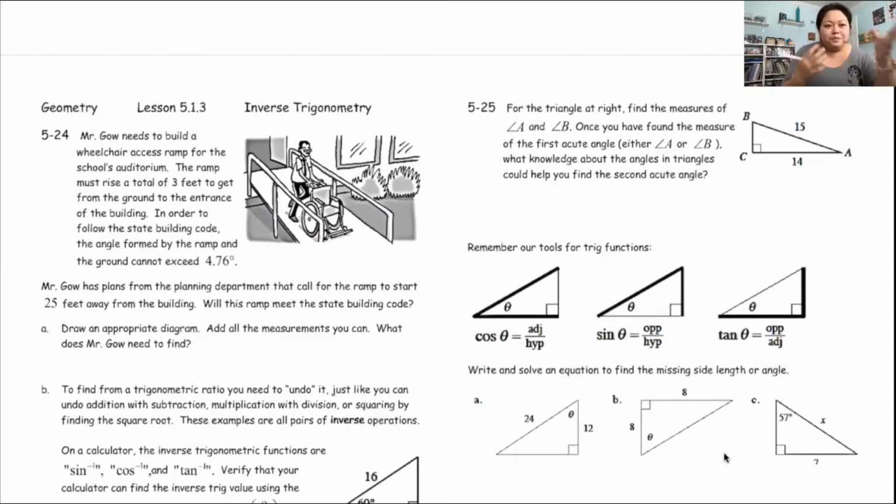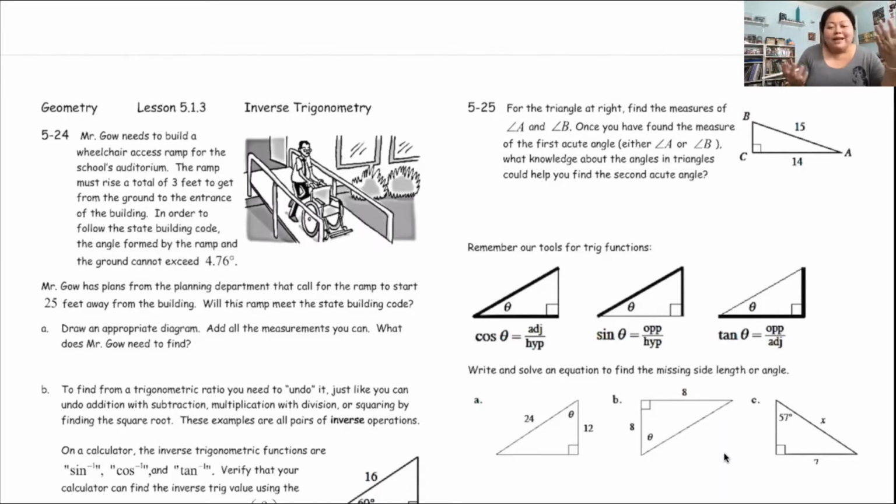So let's explore. Number 24 here says, Mr. Gao needs to build a wheelchair access ramp for the school's auditorium. The ramp must rise a total of 3 feet to get from the ground to the entrance of the building. In order to follow the state building code, the angle formed by the ramp and the ground cannot exceed 4.76 degrees.